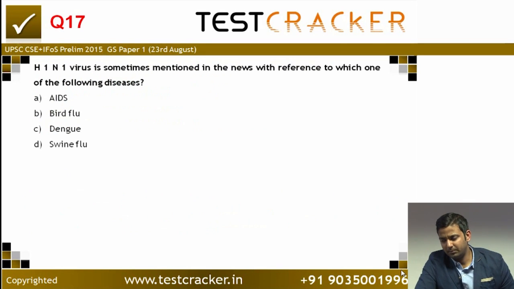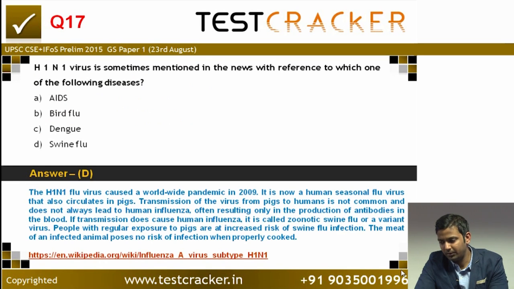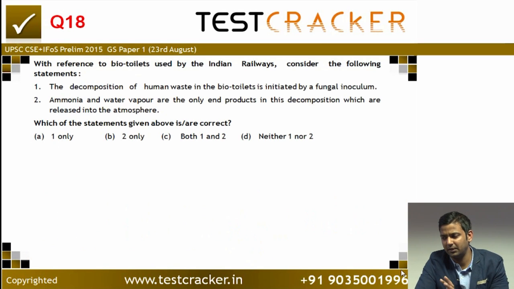Question 17: those who were writing would have been smiling to get this question, and the only reason they could have got this wrong would have been to ask themselves, why would UPSC ask such an easy question, and then they would have probably marked the wrong answer. The answer: H1N1 is swine flu. So, this is absolutely one of the easiest questions here.